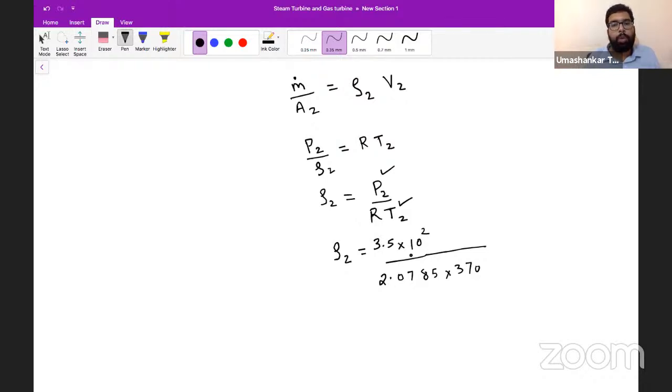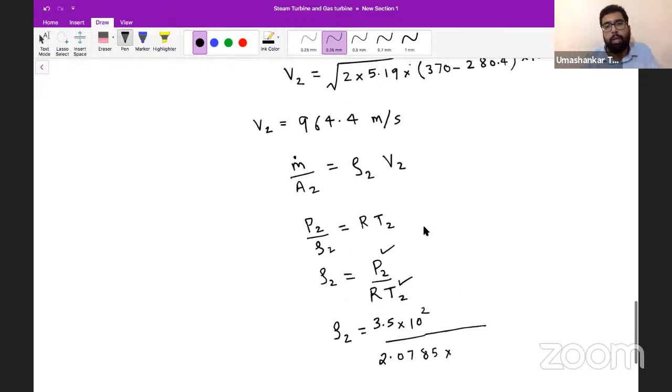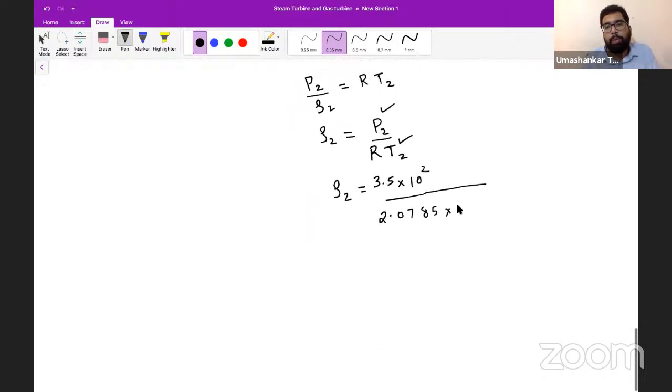Our entry pressure was 7, so the exit pressure is 3.5. And the temperature also was not 370. I am putting the initial condition. So what was the temperature we calculated? We calculated the temperature equal to 280.4. So from here you can get the value of rho2, yes or no?